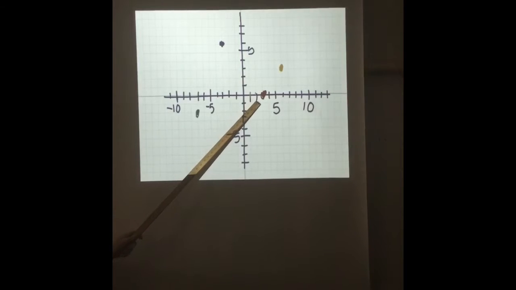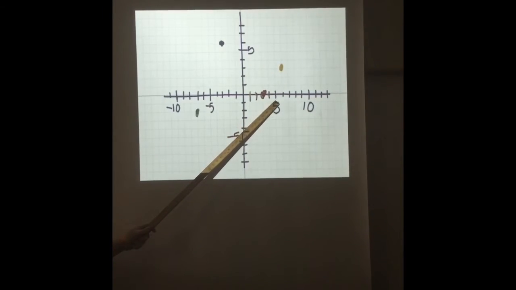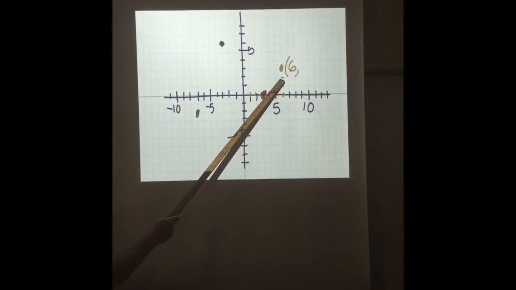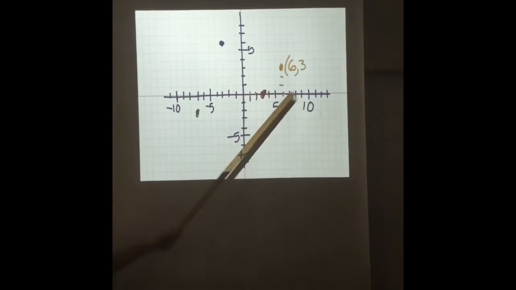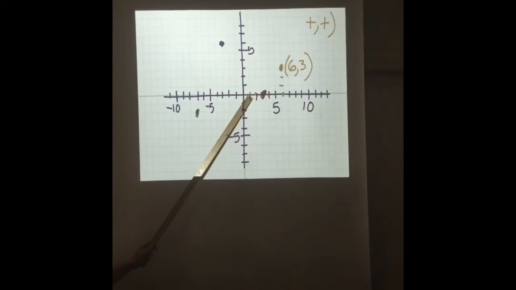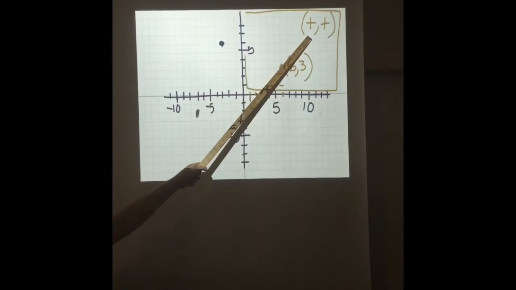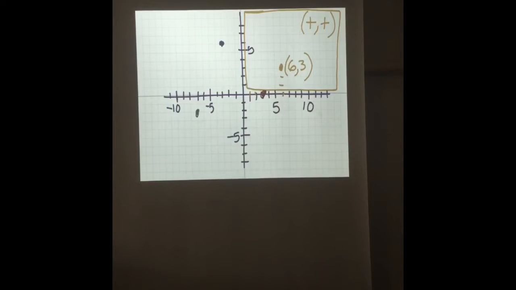Okay, so I got a 1, 2, 3, 4, 5, 6, right? So our first number is a 6. It's a positive number, right? Okay, and then we are going to go up, right? We're going to go up 1, 2, 3. So that's a 6, 3. That's what the yellow is. That's because this is a plus, plus area. This whole area in here is positive numbers and positive numbers, okay? This whole area is positive numbers.